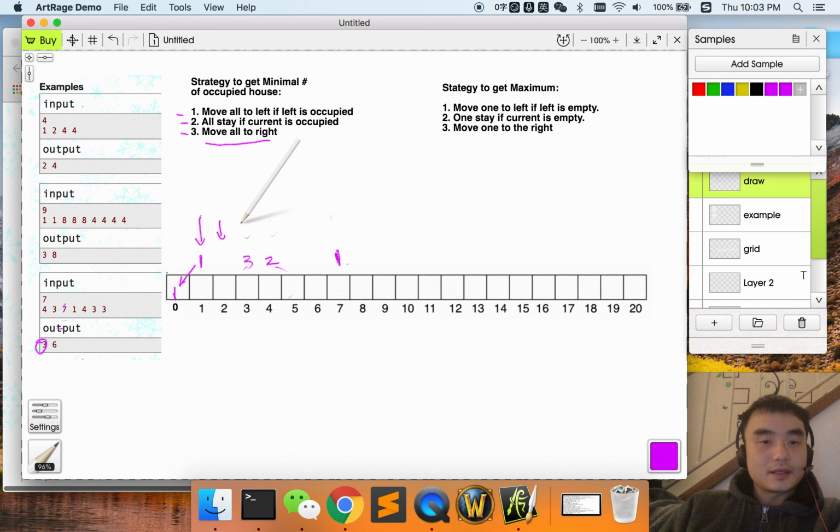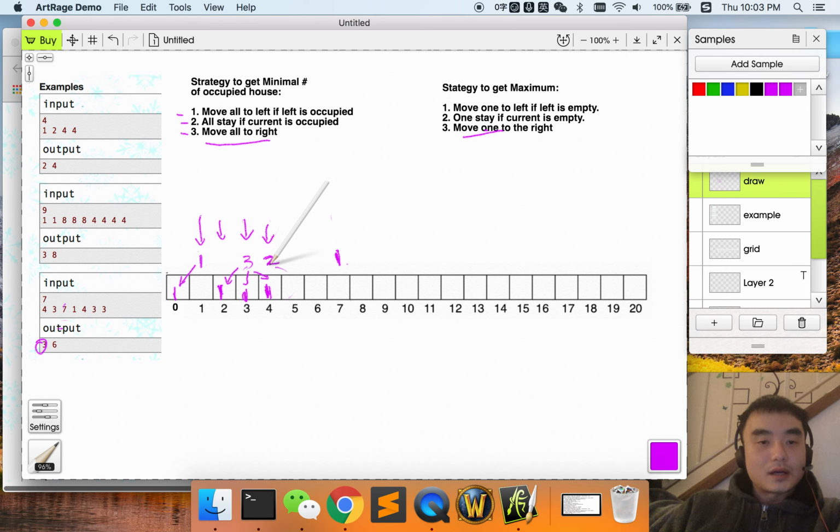And we move the pointer. Move to here, nobody here. Move here. Cool. So we start from the first strategy. Move one to its left if left is empty, right? So one guy here. And one stay if current is empty. So move one guy here, right? And move one to the right. If so, we move one more to the right. So we use up three of them. All of them move to a new place, right? And then we move the pointer.